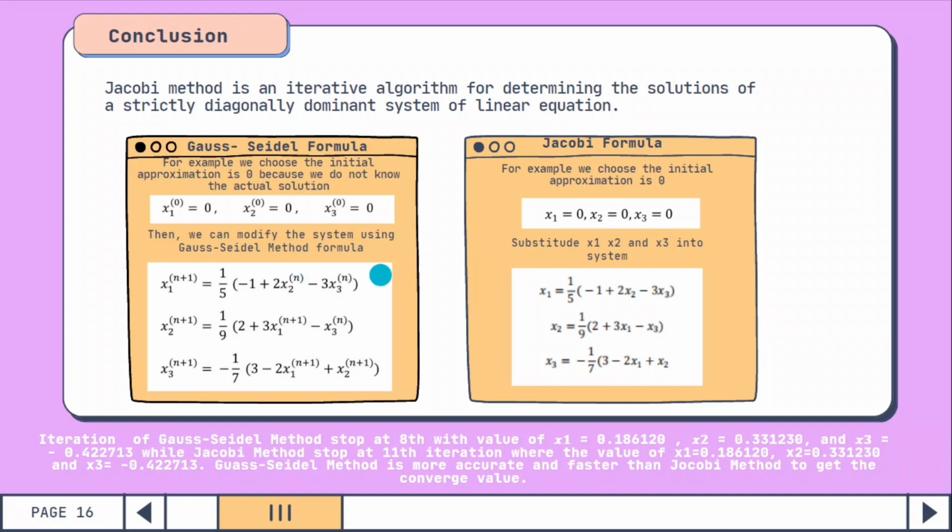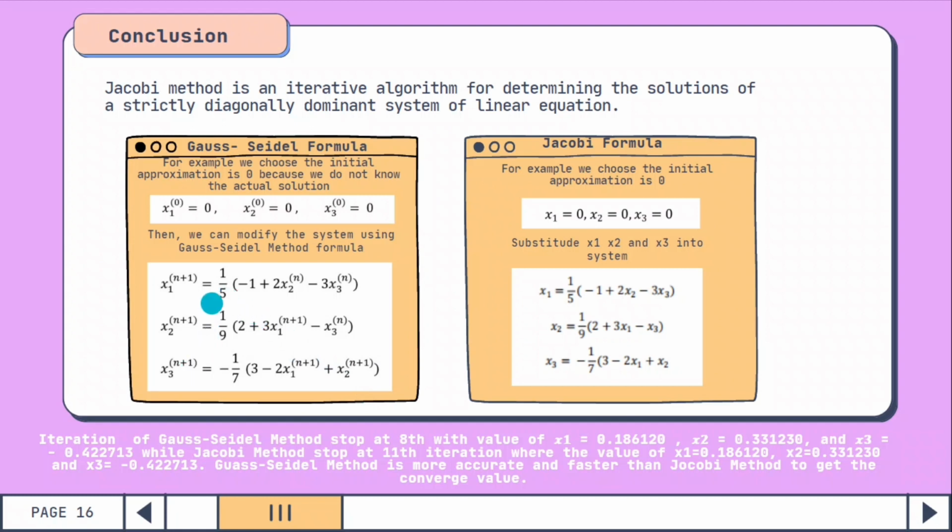Then we can modify the system using the Gauss-Seidel method formula, which is x1 power of n plus 1 equal to 1 over 5 multiplied with (-1 plus 2x2 power n minus 3x3 power n), x2 power n plus 1 equal to 1 over 9 multiplied with (2 plus 3x1 power n plus 1 minus x3 power n), x3 power n plus 1 equal to -1 over 7 multiplied with (3 minus 2x1 power n plus 1 plus x2 power n plus 1).